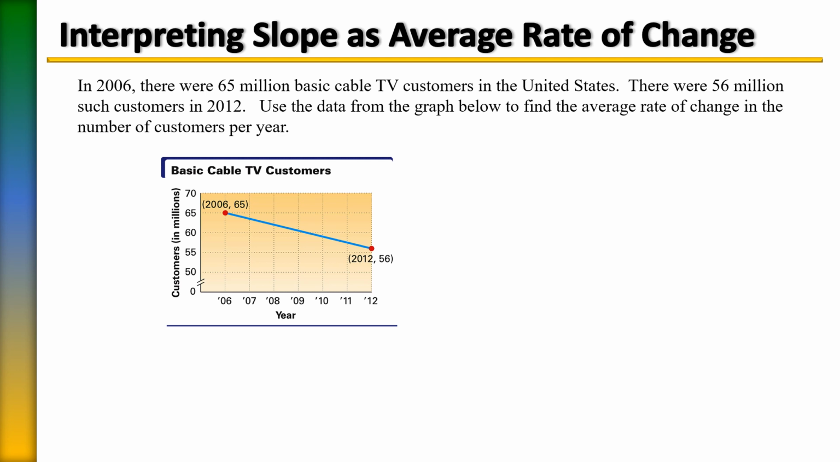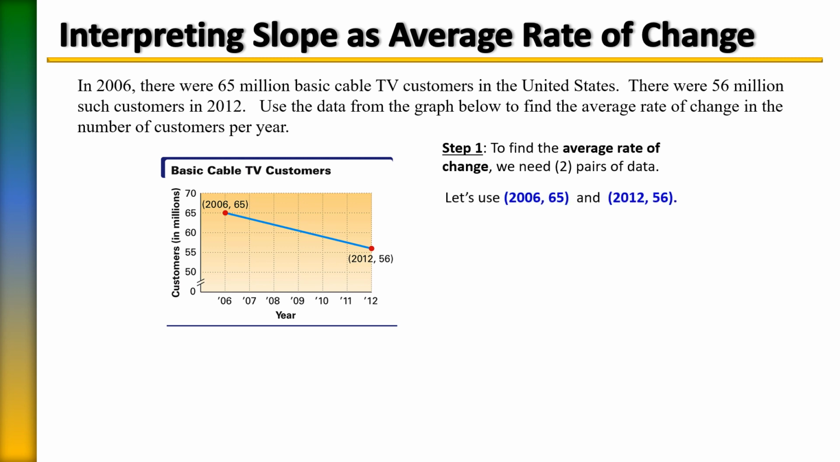So if we take a look at our graph here, inside the graph we were given our two ordered pairs. So in 2006, there were 65 million customers, because notice our y-axis, the scale is in millions. And in 2012, there were 56 million customers. So let's go ahead and plug in those two ordered points. Remember that the slope is y sub 2 minus y sub 1 over x sub 2 minus x sub 1. So once we plug those values into the slope formula, it's going to look like so.